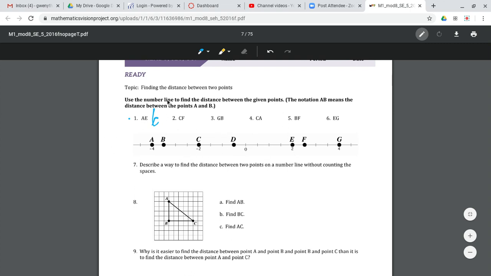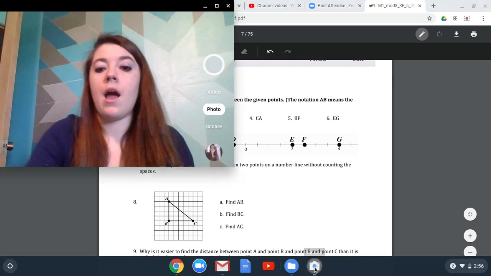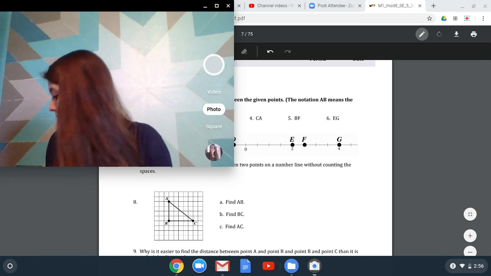So obviously for all of these, you can just count them out. That's a perfectly acceptable way to do this because we are using the number line. But for most of you, my guess is right off the bat, you're going to think of easier ways rather than having to count it. I will show you how I would do these.